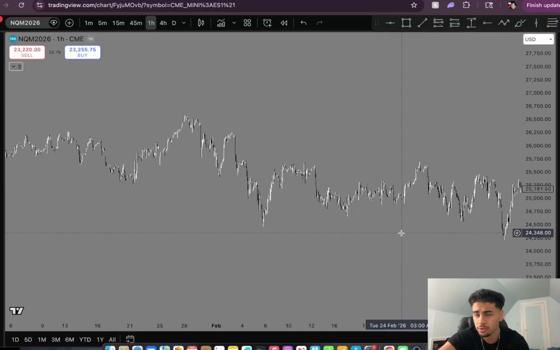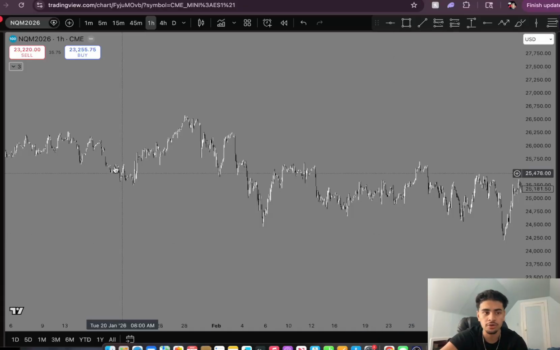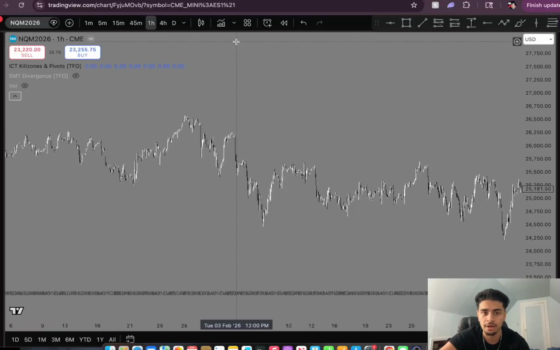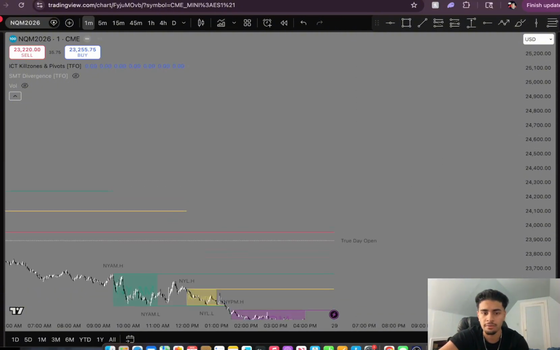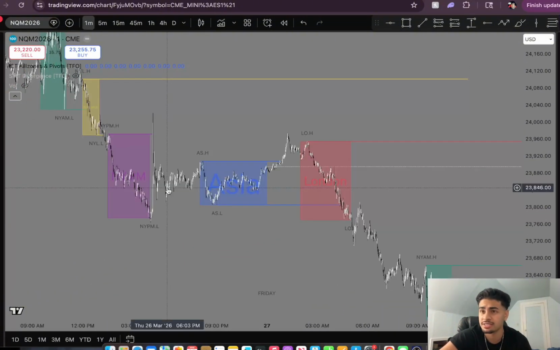Okay, so the first form of liquidity that I love the most is session highs and lows. I literally use this all the time. I think it's the most important because the market is always drawn to a session high or low. The way I know which high and low is a session high or low, I have this indicator. It's called ICT Kill Zones and Pivots TFO. I turn it on. If you guys want to see it, I'll show you. It's by TradingFO. If we go on the 1 minute time frame, you'll see it. As you can see, the market is drawn to these highs and lows. It's a great confluence to add to your trading.